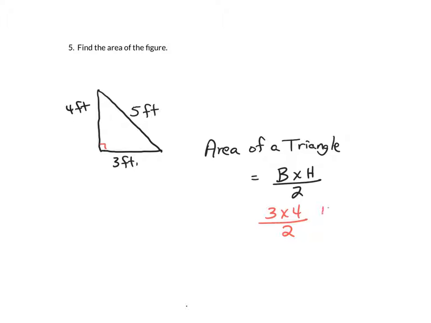3 times 4 gives me 12. 12 divided by 2 gives me 6. So the final answer to this is 6 square feet.